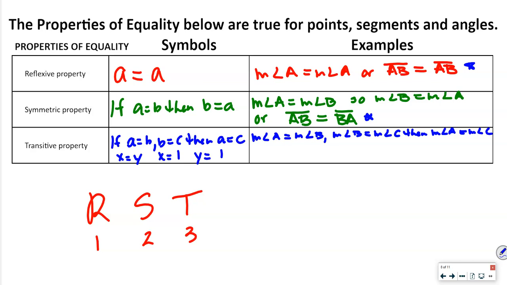Now we can also do this with segments, okay? So this time we're going to say if AB is equal to CD and CD is equal to EF, then can't we say that AB is going to be equal to EF, right? So this is just like with those numbers a minute ago, right? If we knew that AB was equal to 1 and CD is equal to it, then it has to be 1. If CD is equal to EF, then all of them are 1, okay? That's what this communicates, and you're going to understand it more as we use it, okay?